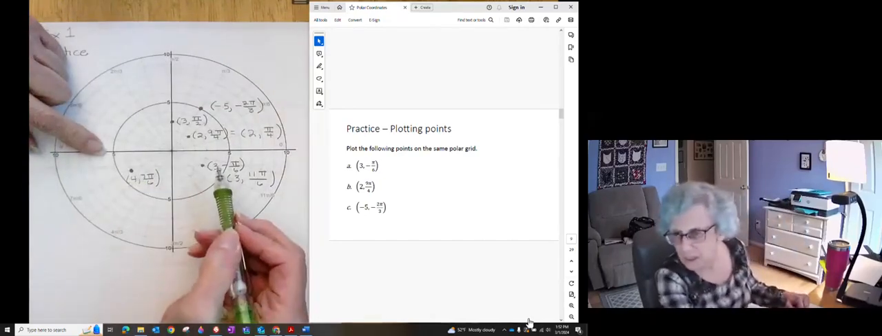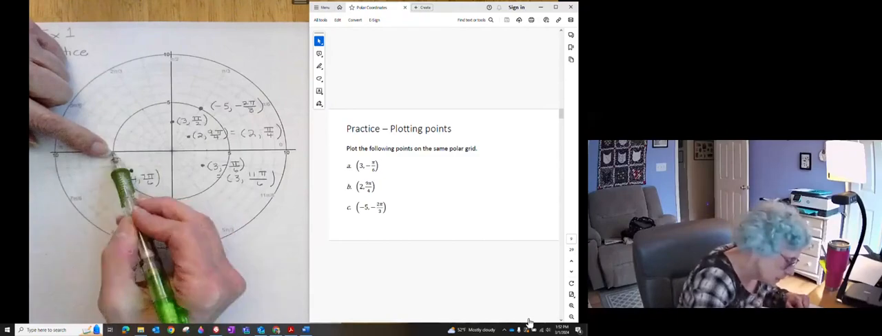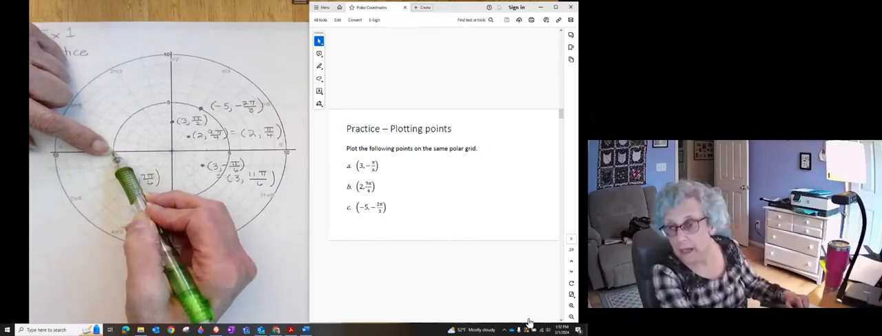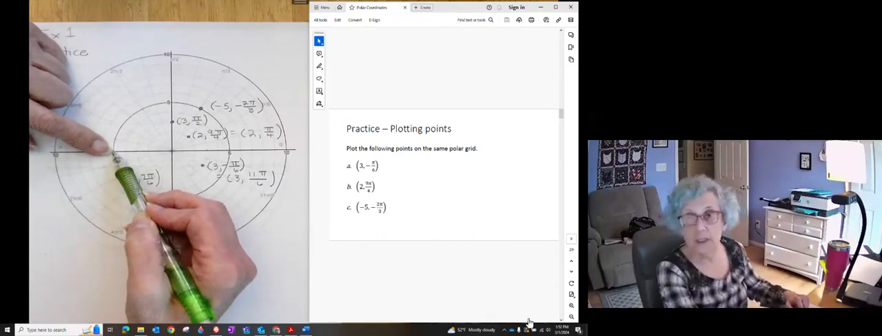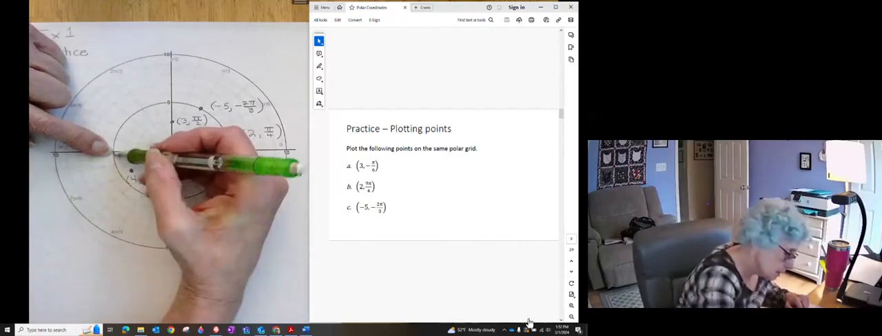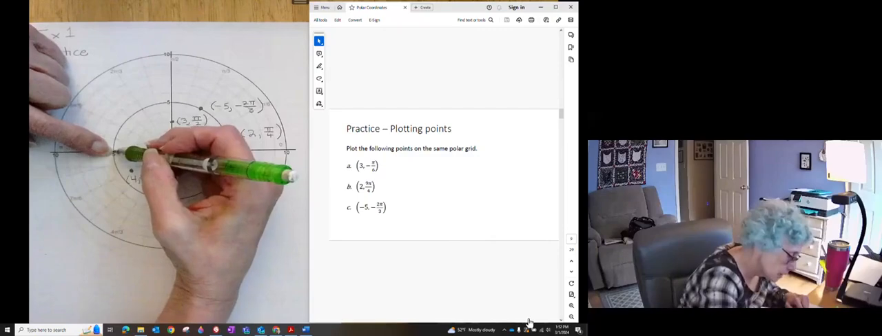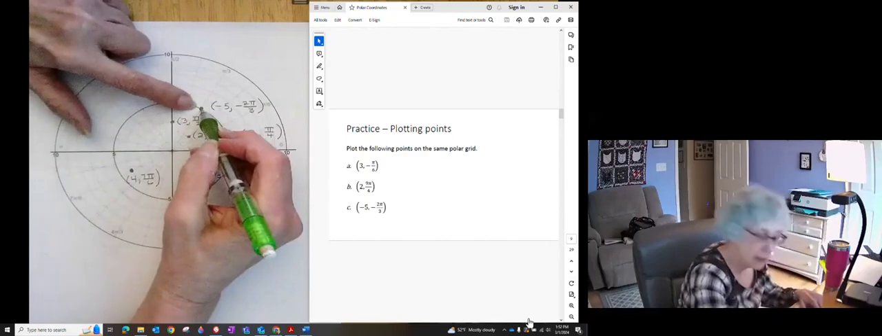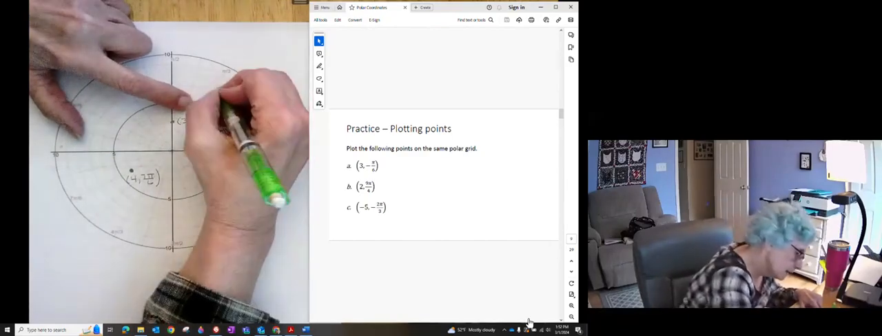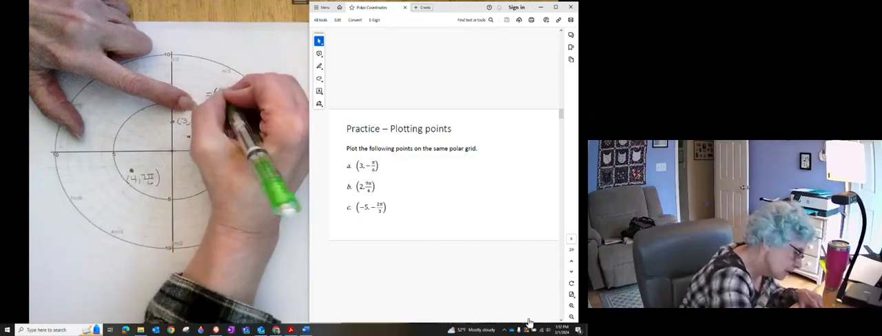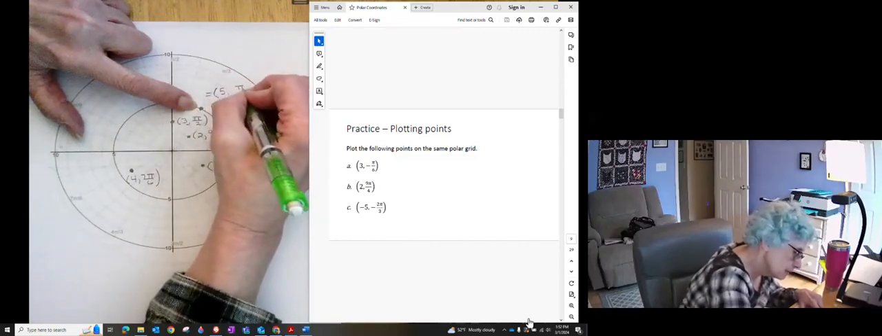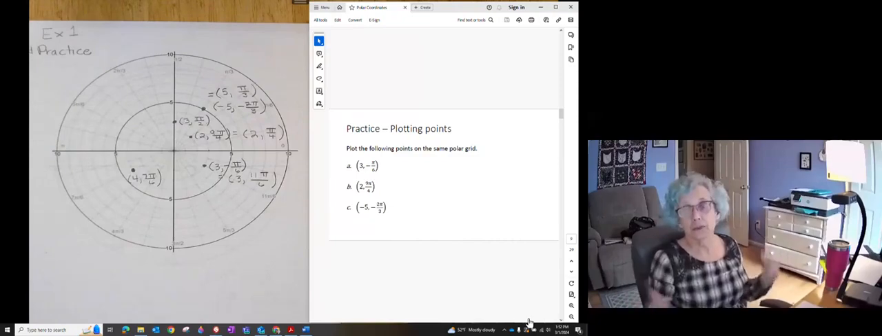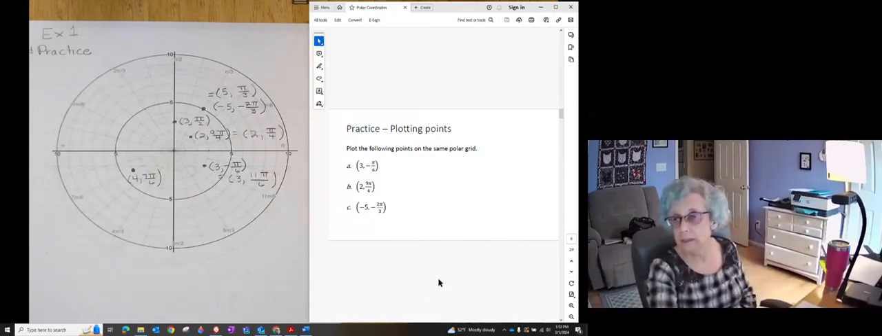And now the trickiest one, we have a negative number, so I move to the left for my starting point, and then I have 2 pi over 3, and that's negative as well. So instead of moving in the positive direction, I move in the negative direction, pi over 3, 2 pi over 3. And again, this is exactly the same thing as 5 and pi over 3. Lots of different ways to represent the same points.